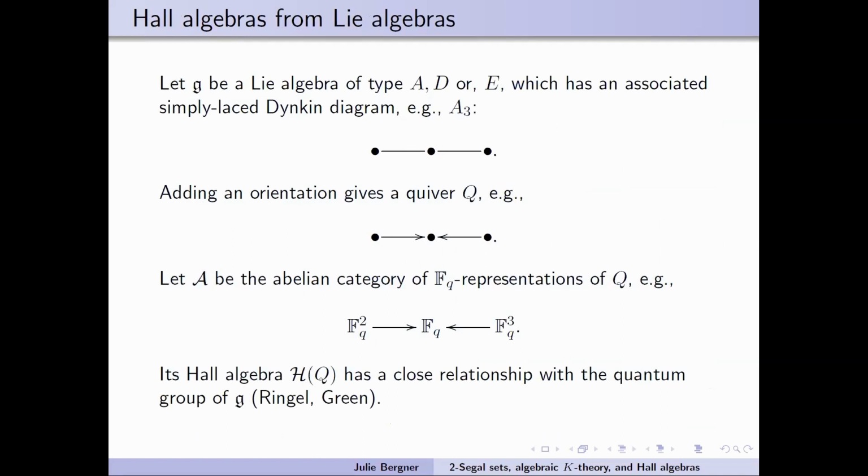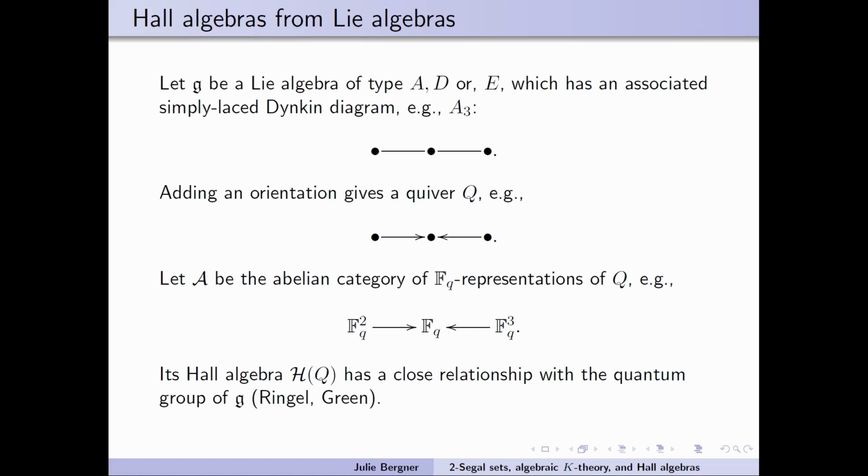Okay, so a common source of these, and why people got pretty excited about them, was that you can associate them to Lie algebras. So if you take a Lie algebra of type A, D, or E, it has an associated Dynkin diagram. It's ADE, it's simply laced. So for example, we have the A3 Dynkin diagram, and you can, however you like, give an orientation to the edges. This gives a directed graph or a quiver. So for example, I can put the orientation on there that I just did. And then if I take representations of that quiver, which you might think of as, if I think of that as maybe a category, and I just take functors into F_q vector spaces, then this gives an abelian category. So here's a typical representation of this quiver. So I might have F_q squared, F_q, and F_q cubed into F_q.